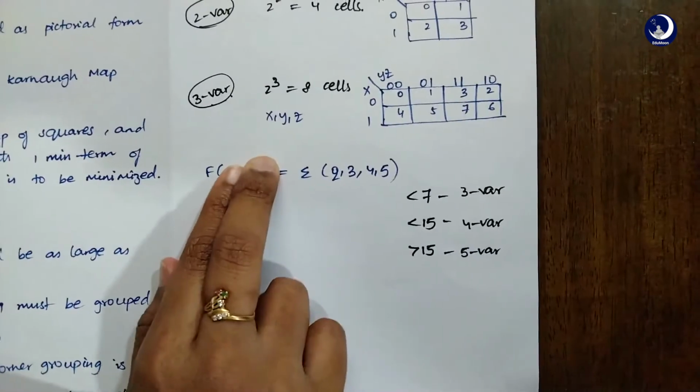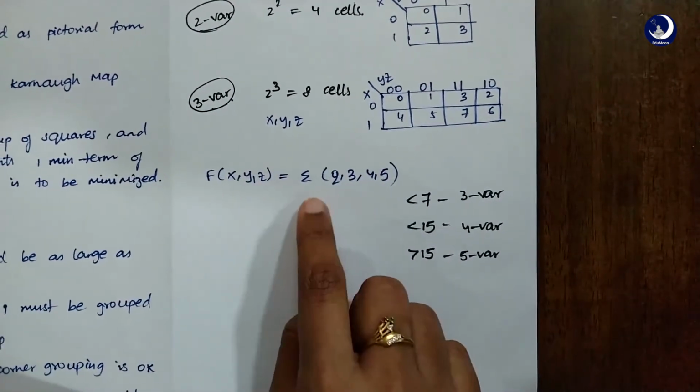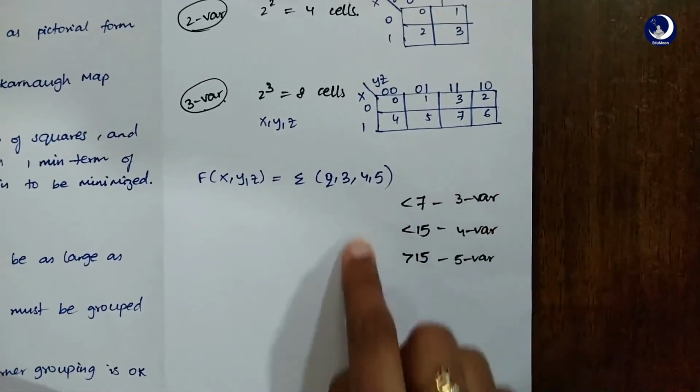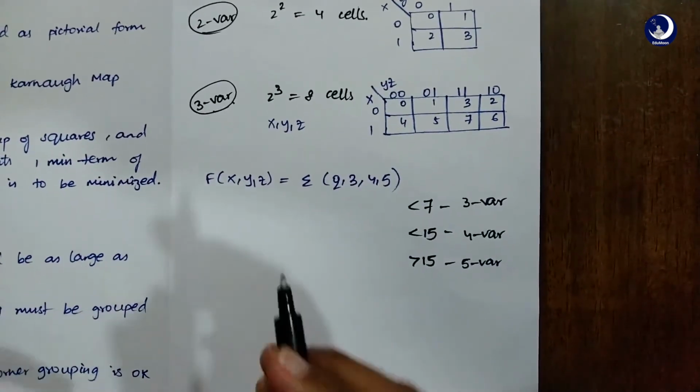Now for example, if this is not given, if only the function is given without mentioning x, y, z, you will be wondering how many variables we need to consider for this one. So I have given you the notations here. So let's try drawing the K-map for this one.